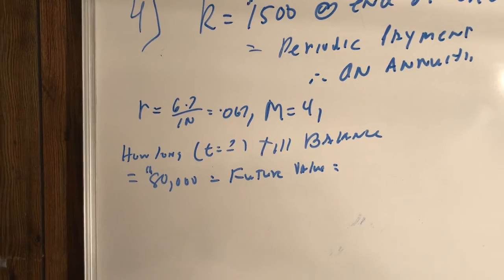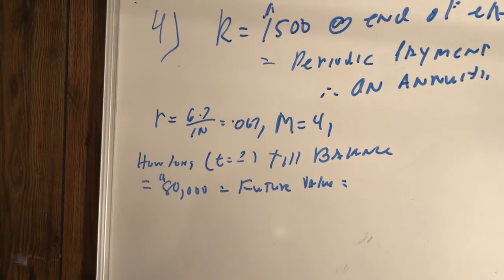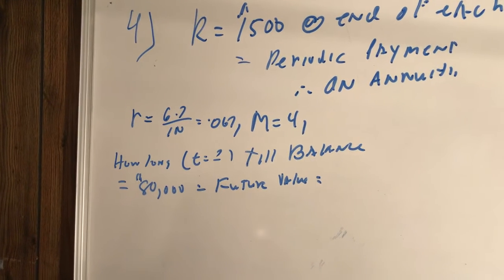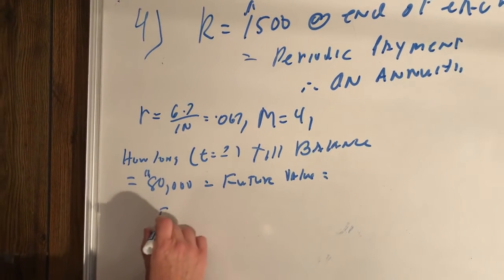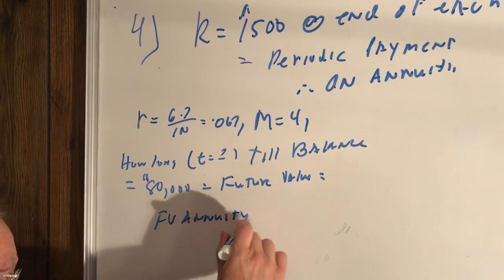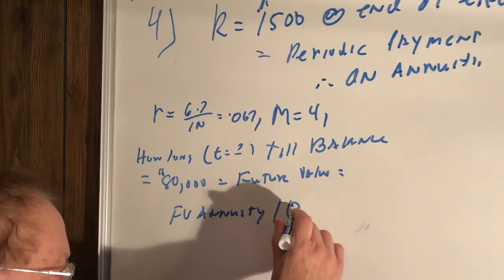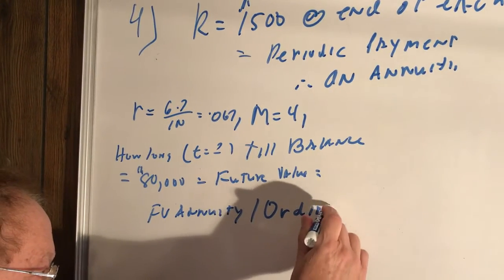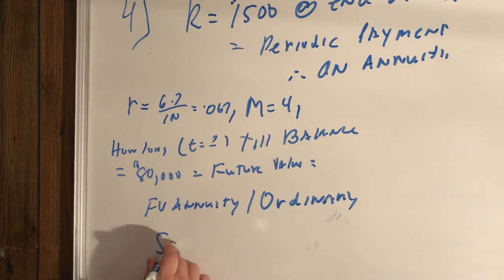The future value is a lump sum in your balance at the end of the period. So this is a future value annuity. And since it says at the end of the period payment, it is an ordinary annuity, not an annuity due. It has a little bit different equation. So here's our equation.